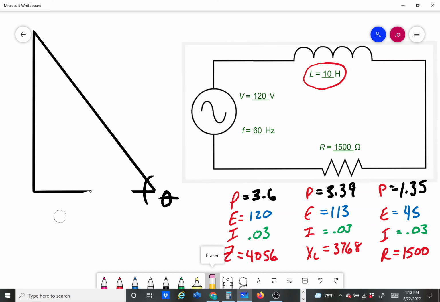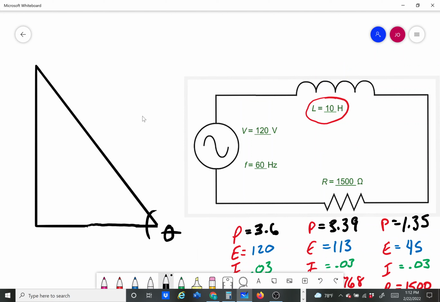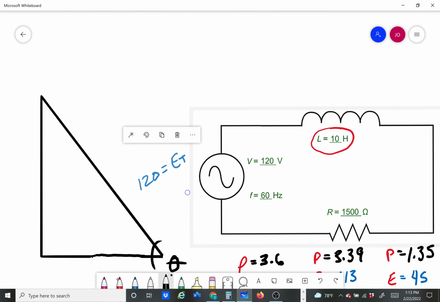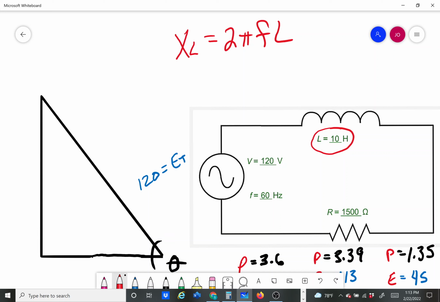So now they can do the whole, well, what if we increased frequency? So let's move it down a little bit here. If the question says, what happens if we increase frequency? We know that XL equals 2 pi FL, right? Sorry, guys, this thing's just acting up now. So XL equals 2 pi FL.